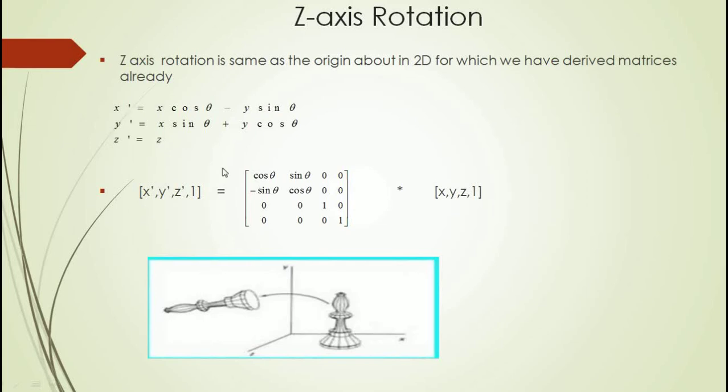So in every transformation we calculate this x dash, y dash and z dash. Here is the transformation matrix: cos theta, sin theta, 0, 0; minus sin theta, cos theta, 0, 0; 0, 0, 1, 0; 0, 0, 0, 1; multiplied by the vector x, y, z, 1.